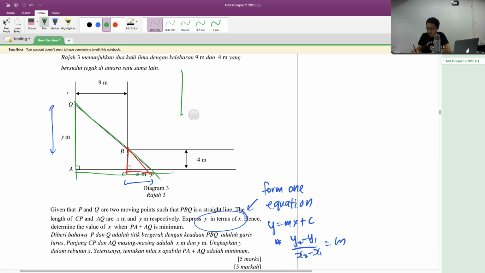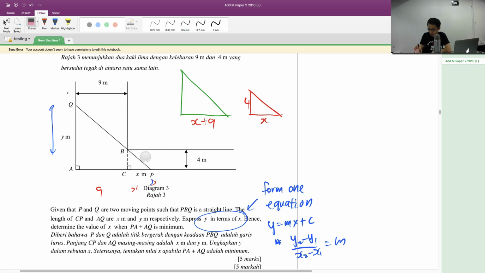So let me just sketch it out and I will give you some idea first. Alright, the length here is x. So for the green one, this one should be x plus 9. This is x, this is 9, so here is x plus 9. The height for this one is 4, and the height for this one is 4 plus y. Isn't it? Where is the y? Okay, y is from A to Q. Then this is just y. It's not 4 plus, you shouldn't add anything. This is just y.